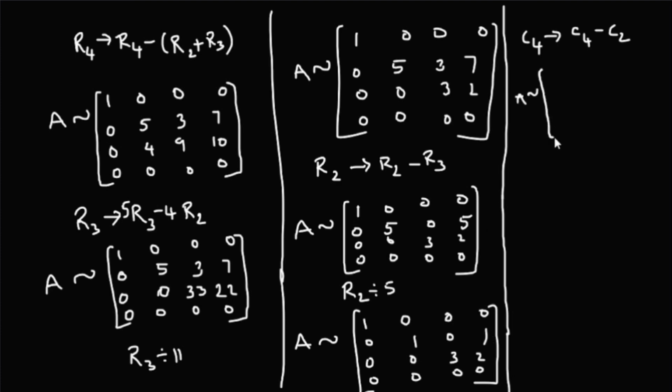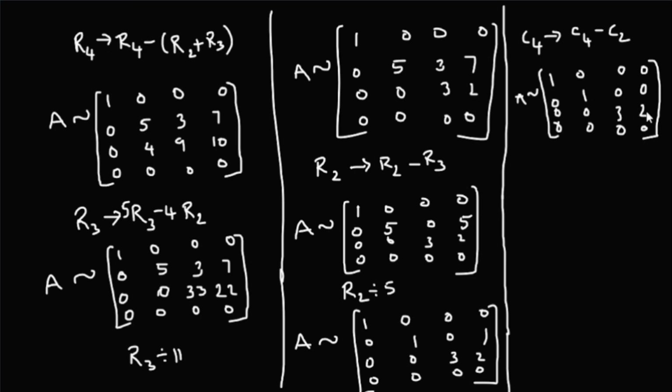A is similar to still 1, 0, 0, 0. We need to write column wise. Okay. 1, 0, 0, 0, 0, 1, 0, 0. There is no change in C3, C2 or C3. Okay. 0, 3, 0. So C4 minus C2. So this minus 1 minus 1, 0. 2 minus 0, 2, 0.